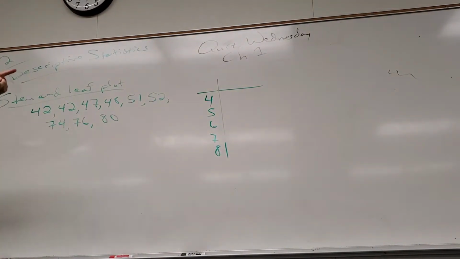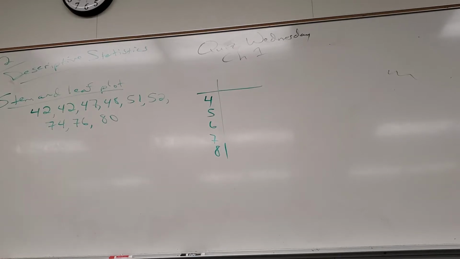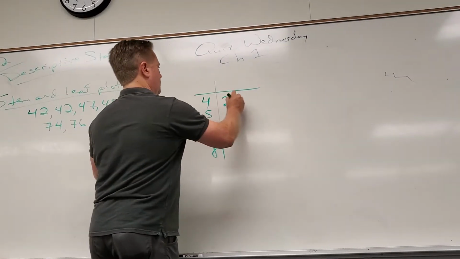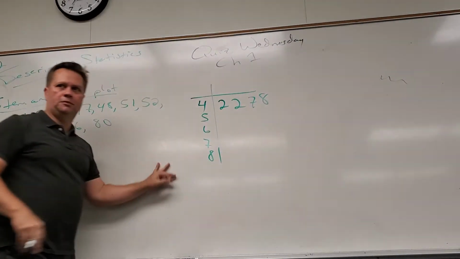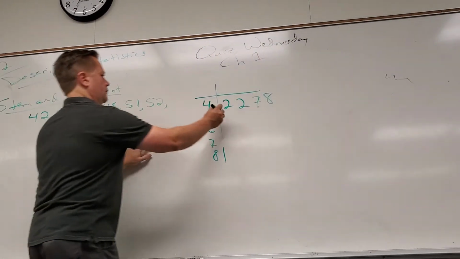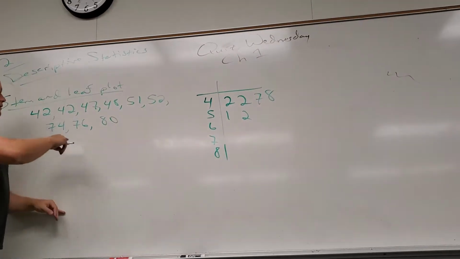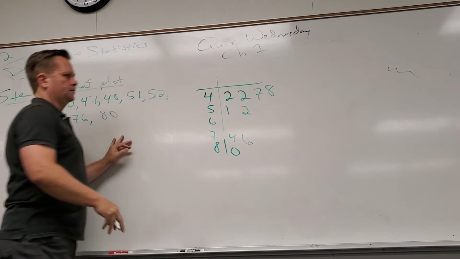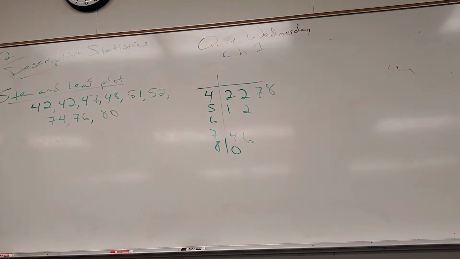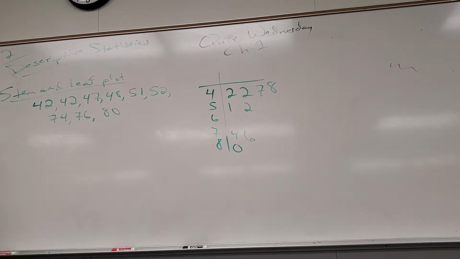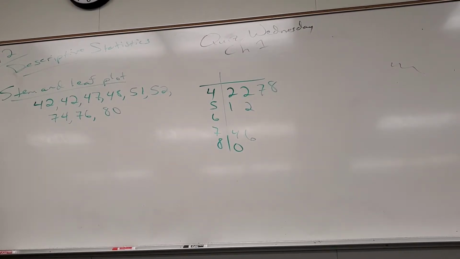What am I going to put after the 4? I'm going to put all of its leaves. So what leaves am I going to put after 4? 2, 2. 7, 8. So you do put repeats, for sure. And then, of course, 1, 2. Nothing in the 60s. 74, 76. And then 80. That's so basic, right?